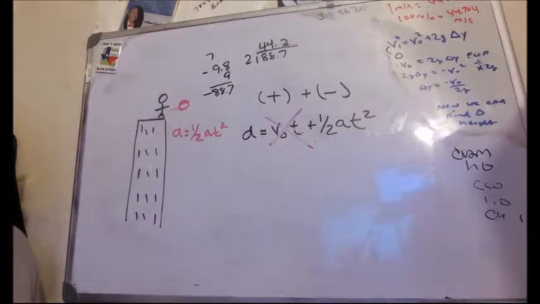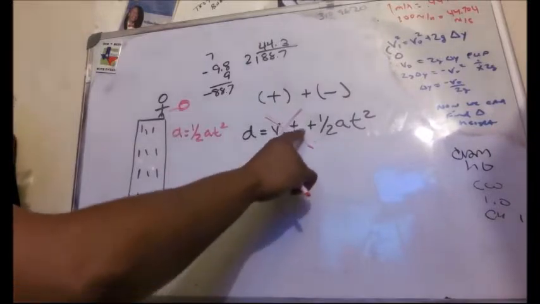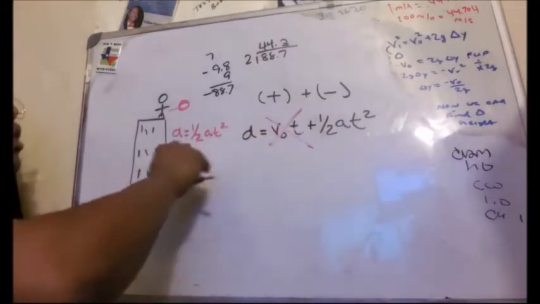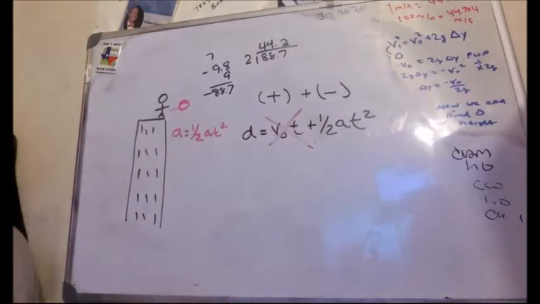Make sense? If it doesn't, stop me. That's just for the initial speed. Being that the initial speed is 0, this v sub 0 times time goes away, and we just deal with 1/2 AT squared.